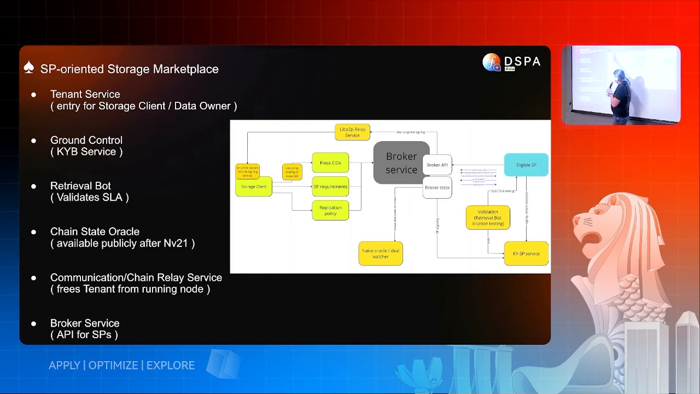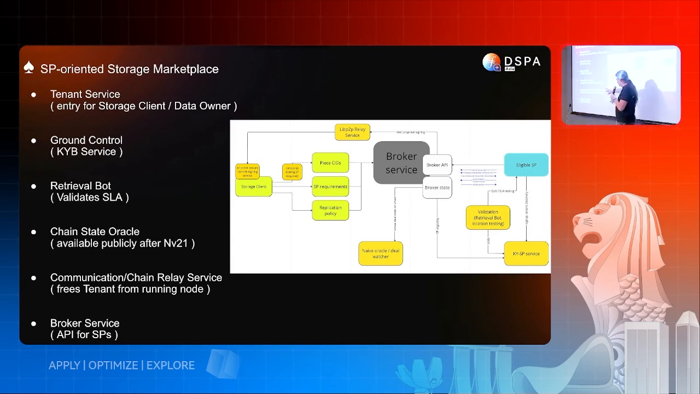There is the tenant service, which is this part where the data owners can add extra data to the system and can sign up for the system. This is now under quite heavy development. We have this KYB service. We call it ground control. We have the retrieval bot, which is this thing, the chain state oracle, this thing, and we're looking to make it publicly available with all its goodies as an actual standalone oracle after NV21 ships.